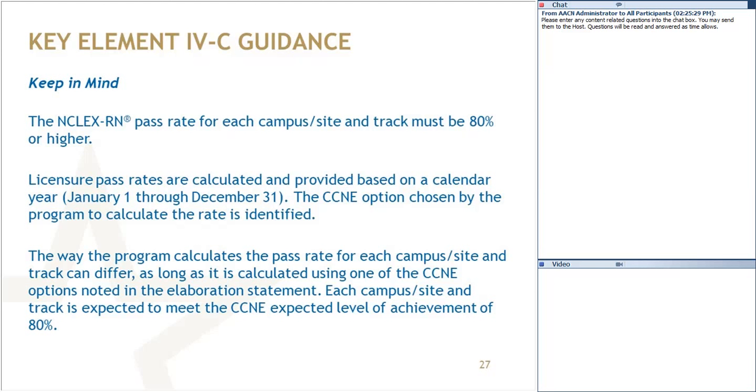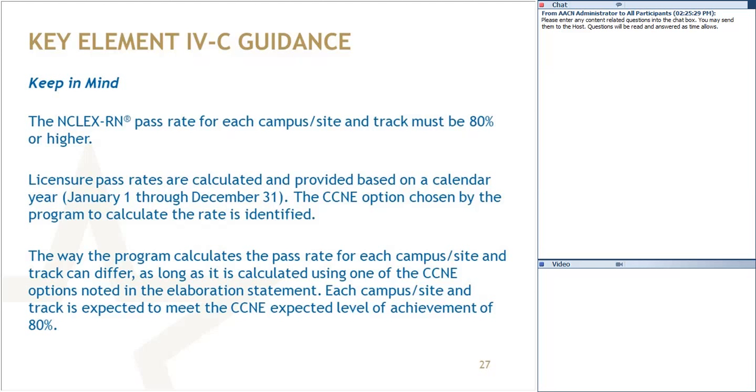The way the program calculates the pass rate for each campus site and track can differ, and I tried to make that point earlier because I think it's important, as long as the option used is one of the CCNE options on the previous slide. And please remember, each campus site and track is expected to meet the 80% level of achievement. CCNE does not accredit different sites or different tracks within a baccalaureate program. We accredit the program. Or if it would be a master's entry, but we accredit the program. So it's expected for compliance with this key element that if there are multiple sites, multiple tracks, each campus site and track would be expected to meet the 80% level of achievement.